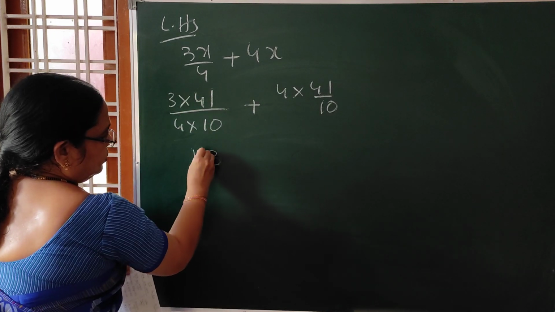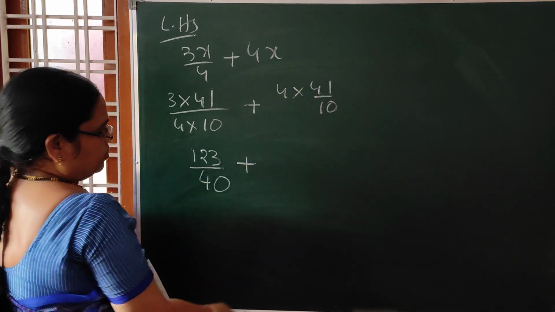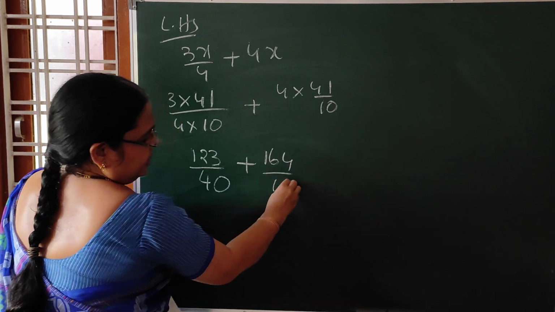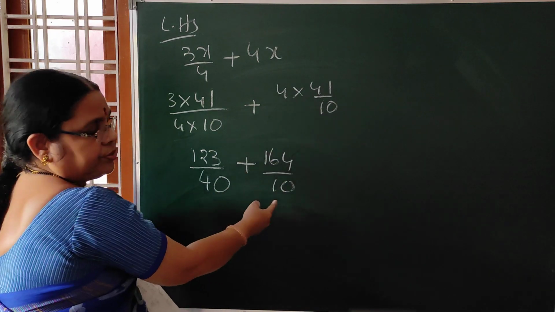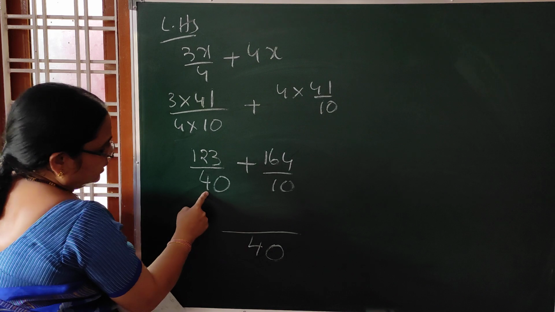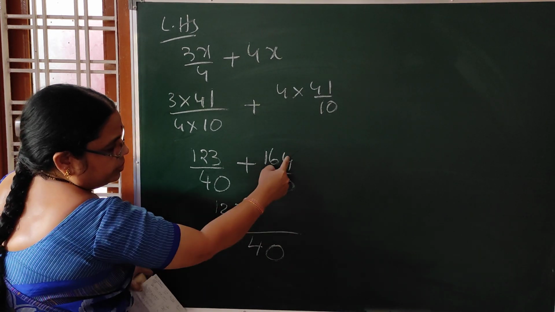Now this becomes what? 3 1s are 3, 3 4s are 12. 123 by 40 plus, you can simplify or directly, 4 1s are 4, 4 4s are 16, over 10. Here I have not simplified. Again you need to find the LCM. So directly I have taken 10. 123 plus, 10 4s are 40.